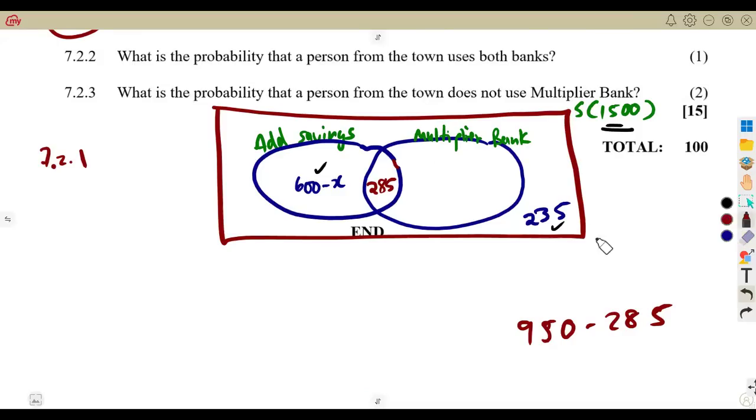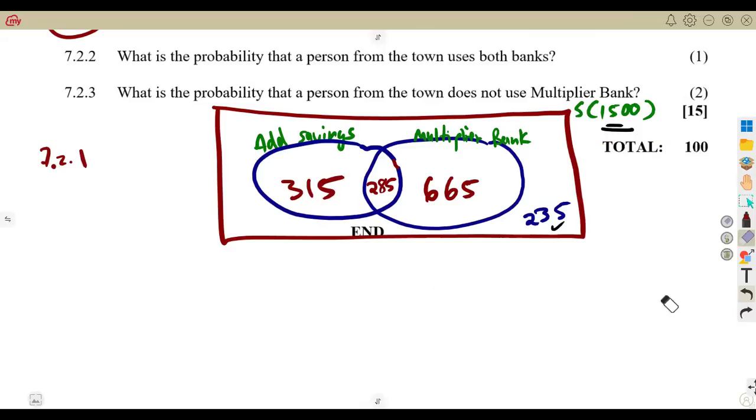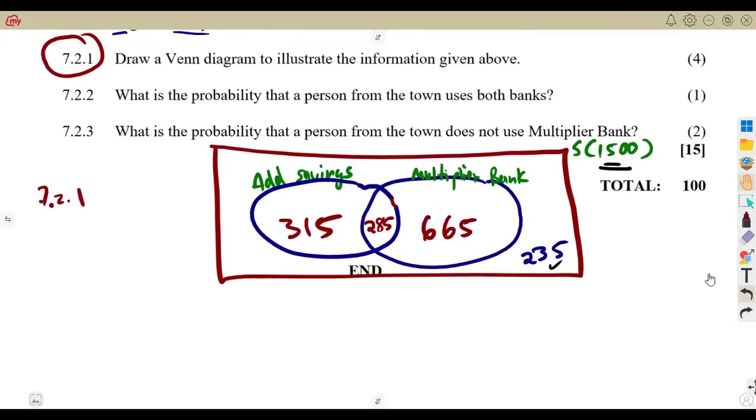We substitute this one. So it was going to be 665. The same, 600 minus 850. We subtract 285, minus this 285. It was going to give us 315. So this is the set that we were supposed to represent with those numbers. So you're supposed to calculate your X, then substitute that in place of the information that you are given. Then later on, they want you to calculate on 7.22 the probability.